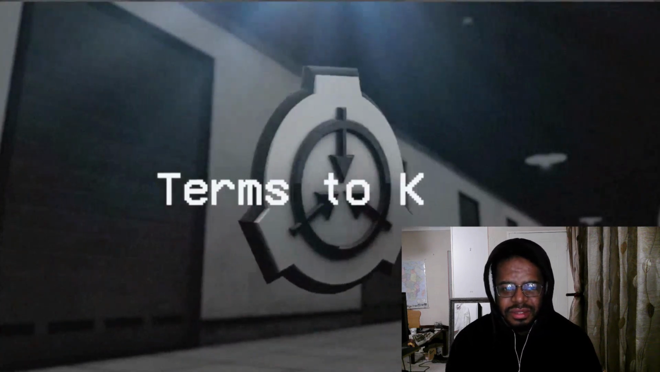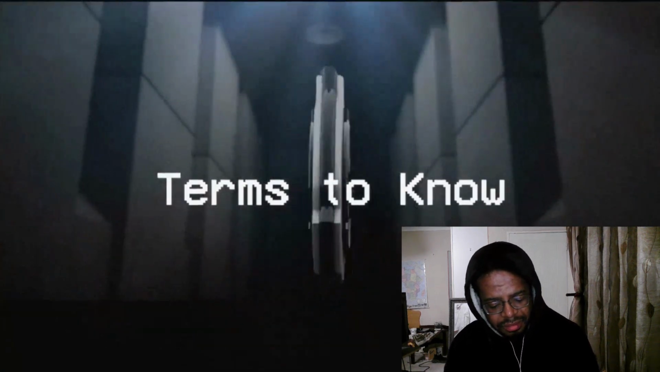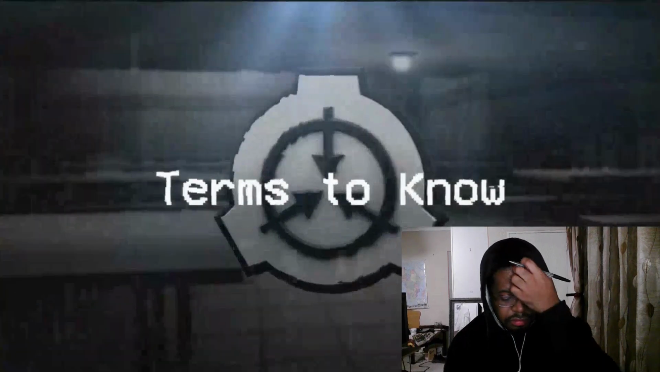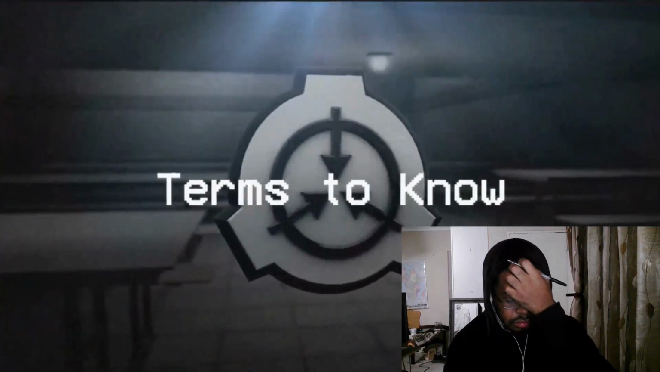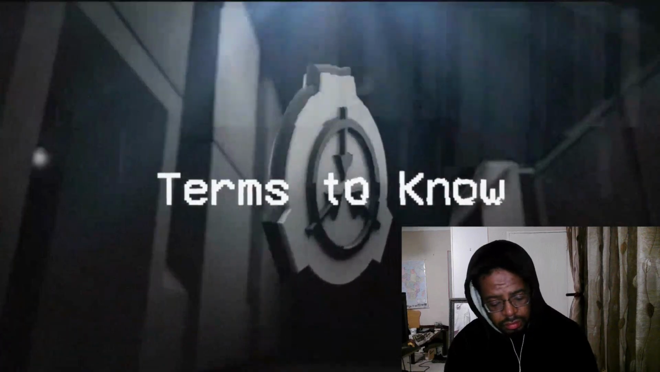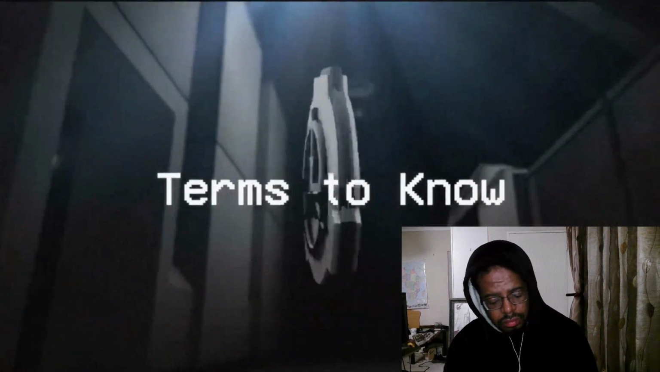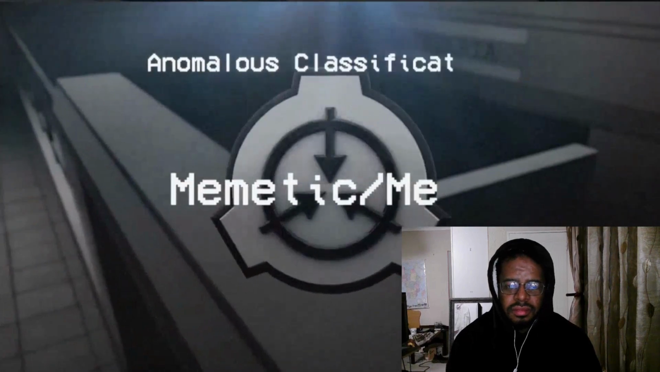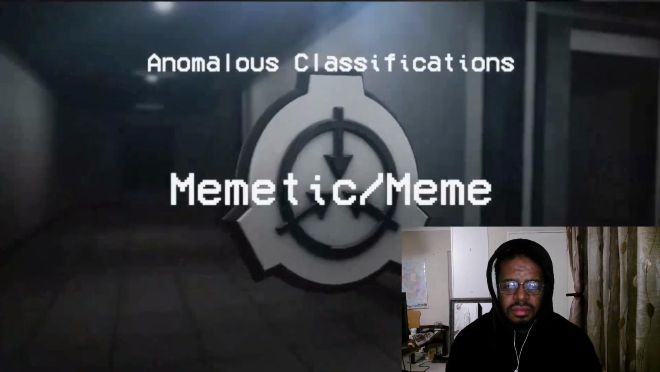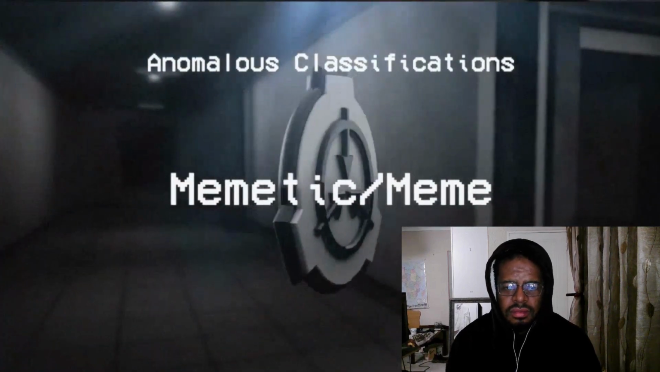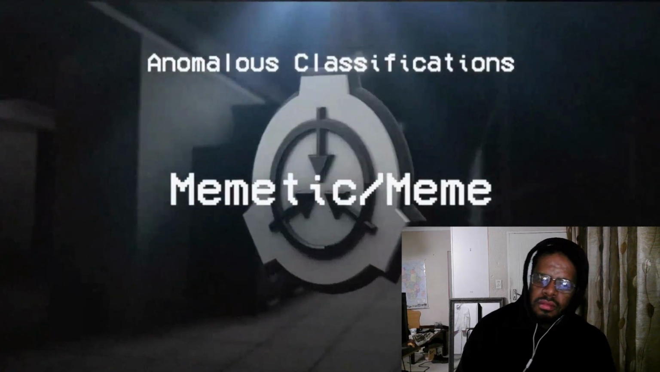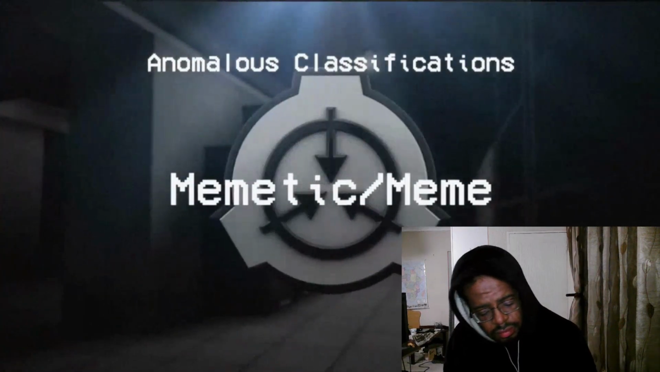Terms to know. The SCP Wiki has created a wide set of terminology and new innovations, inventing concepts that are unique to the premise of the site and found nearly nowhere else in literature. You may want to know these terms before you dive in. Anomalous classifications. Memetic, or meme. A meme is any unit of information that can spread and transfer itself throughout society.